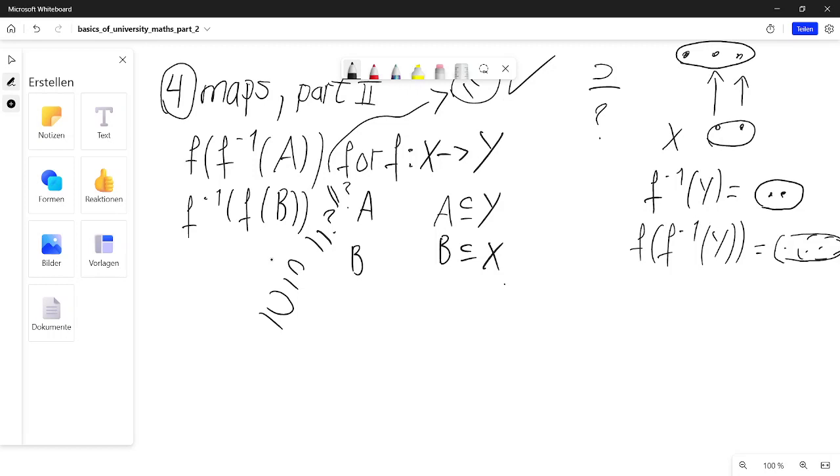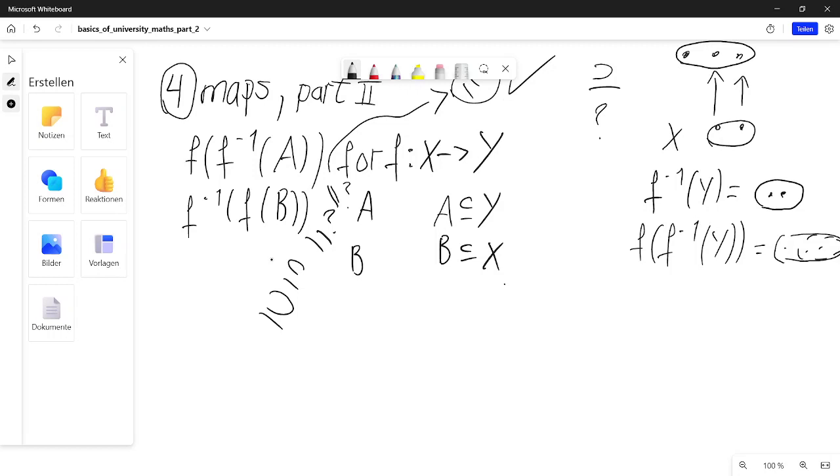Okay, but let's take X in B, right? Let's take X in B and go to there and consider whether it is true that f of X is in f of B, because that is exactly the definition of this set.